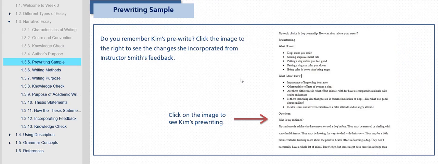Do you remember Kim's pre-write? Click the image to see the changes she incorporated from Professor Smith's feedback. So here, Kim wrote about dogs.